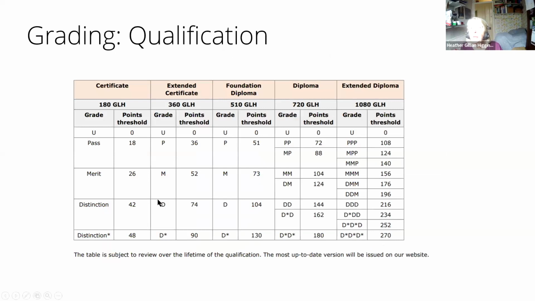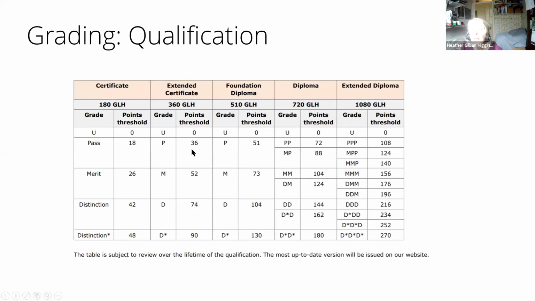So I'm not going to go through all of it. You'll be even more bored, so we won't do that. But you can see that for different qualifications, point thresholds add up to a pass, merit, or a distinction, a double pass or a triple pass, etc.